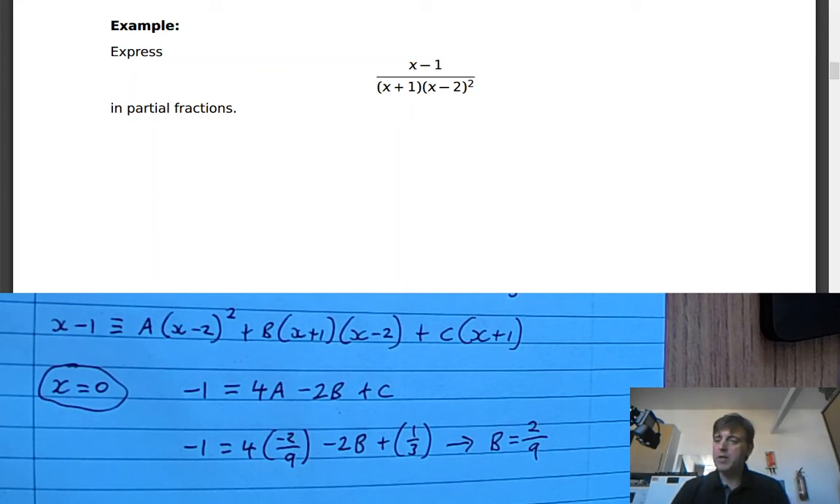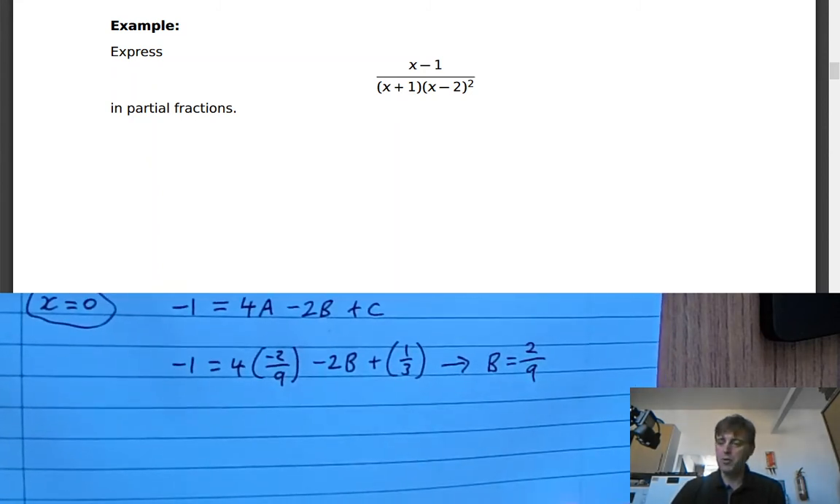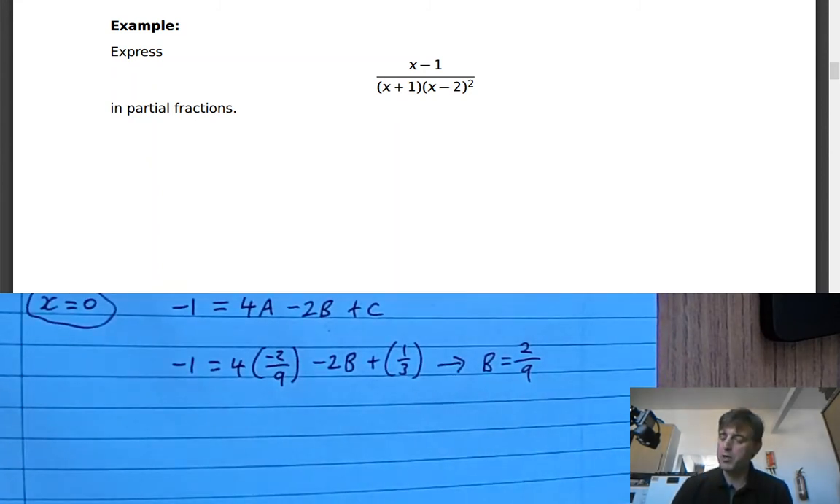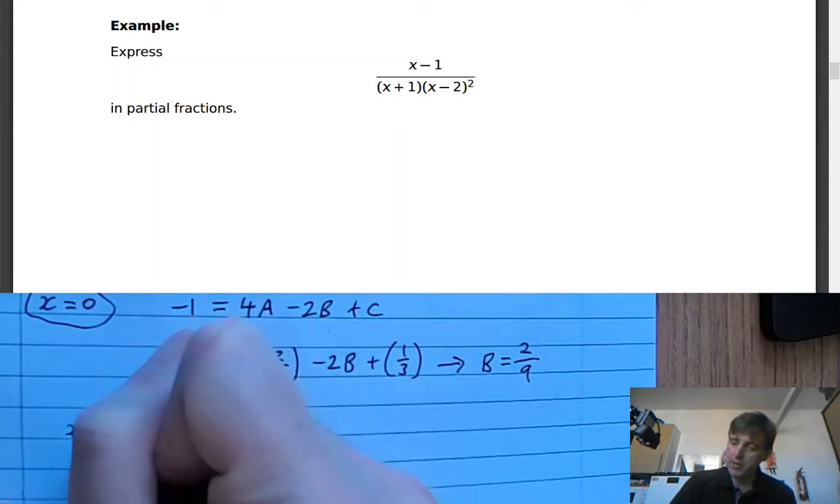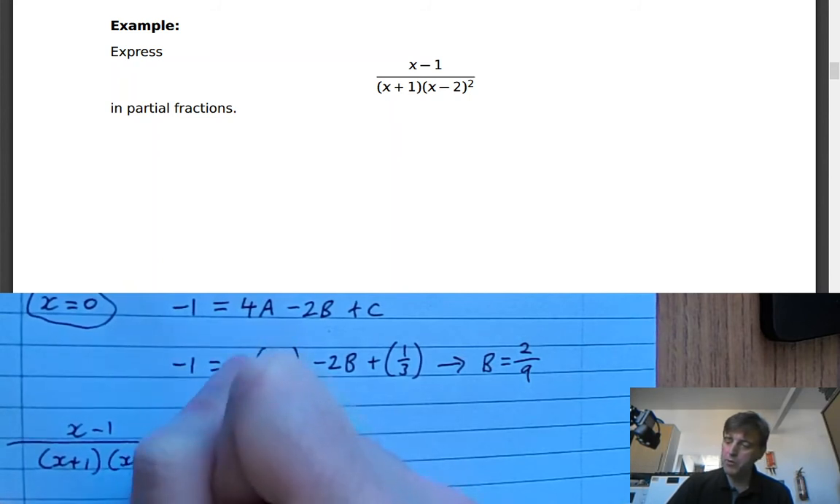And that's one way that we can use substitution to find the value of all three of our numbers here when we have a repeated factor here. Let's just finish this off and actually write down the final solution then. So we were asked to express the fraction in partial fractions. We've got x minus 1 over x plus 1 times x minus 2 all squared.